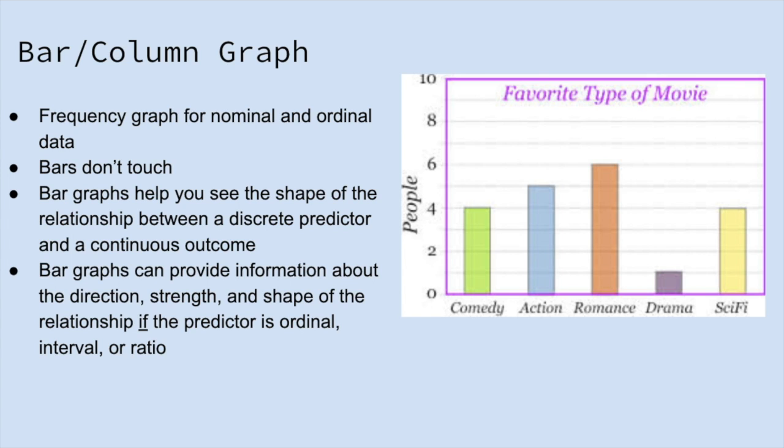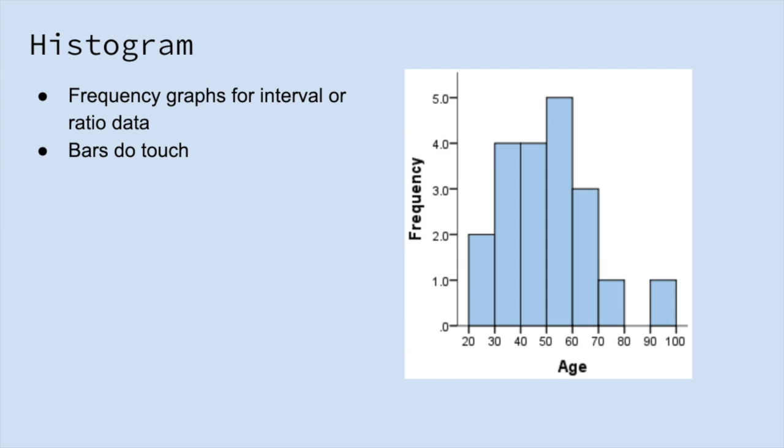First, we have a bar graph, which is also known as a column graph. This type of graph is a frequency graph for nominal and ordinal data. Notice how the bars don't touch. Bar graphs help you see the shape of the relationship between a discrete predictor and a continuous outcome. They can provide information about the direction, strength, and shape of the relationship if the predictor is ordinal, interval, or ratio.